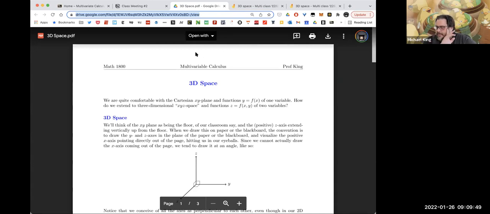And once we go to breakout rooms, I'm going to stop the recording also. I don't even know how recording works in breakout rooms, but don't worry about being recorded there.